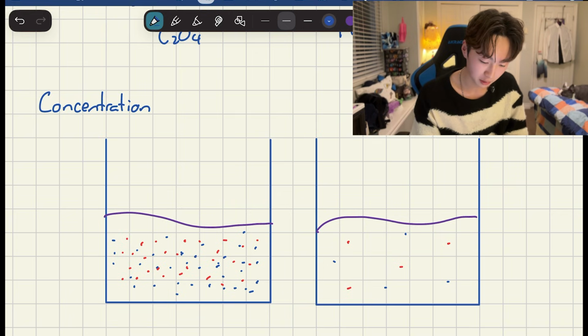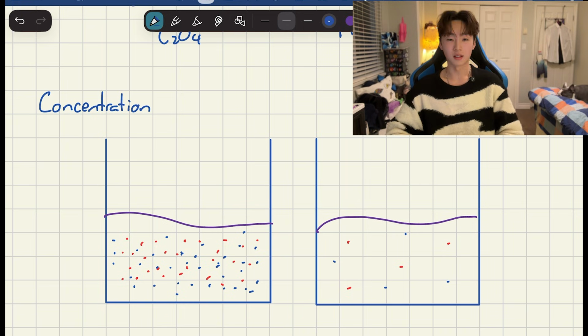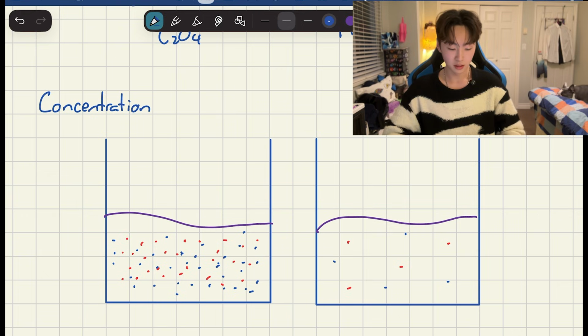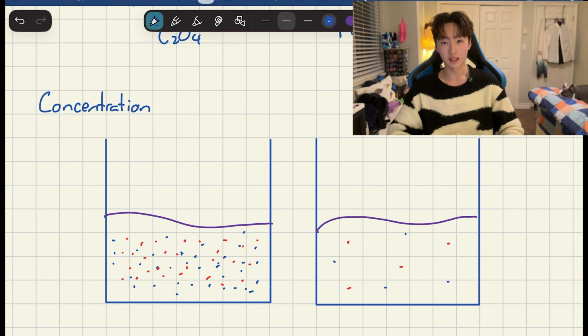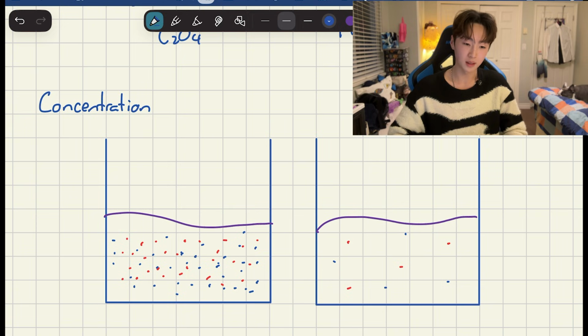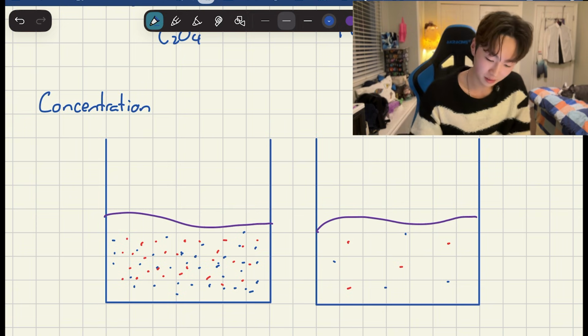But if we look at the one on the right side, it's much lower in concentration. There are less blue dots and there's less red dots in that same amount of space. So looking at this, we know that on the right side, there'll be way less collisions than the left side. So the left side will have a higher reaction rate.